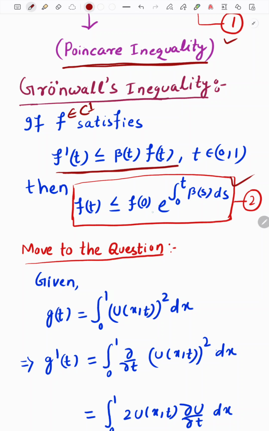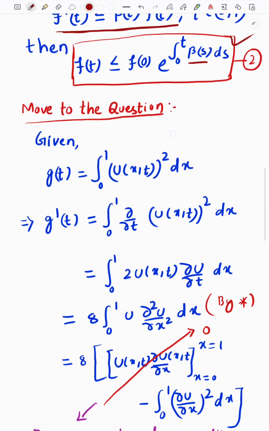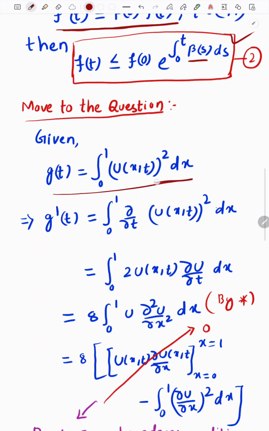f of t is less than or equal to f of 0 e to the power integral from 0 to t of beta s ds. Here beta t is this function. Okay, now we are in the right position to tackle our main problem. In the main problem, g t is defined as this one.